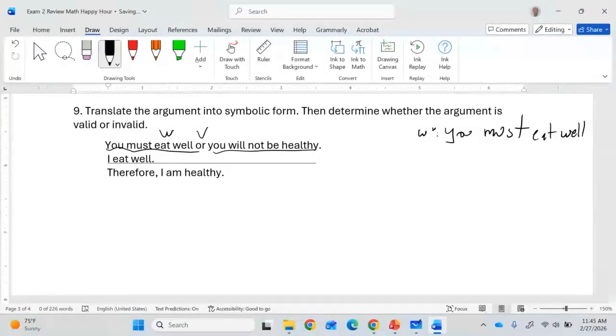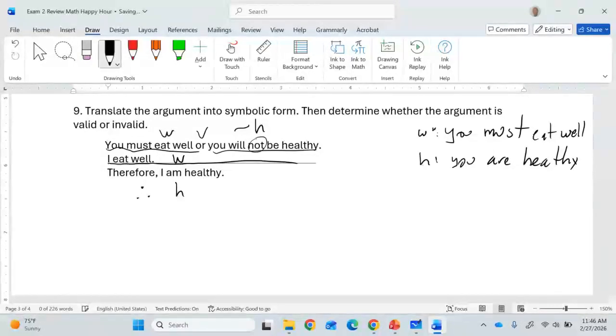And then often students, because they see the "not," want to write negation, which you could if you want to. So if H represents "you are healthy," then the negation would be exactly that, "you will not be healthy." So negation H. And next is "I eat well," so that would be W. Remember that this line indicates that the conclusion of these two is below the line. Therefore, which is represented with 3 dots, "therefore I am healthy," which is H.